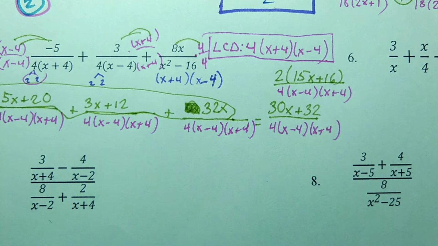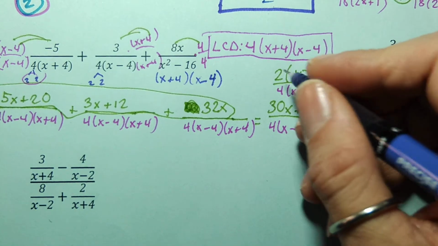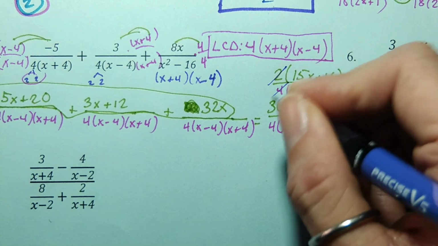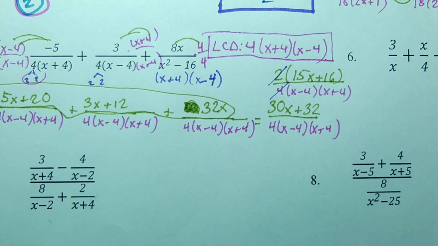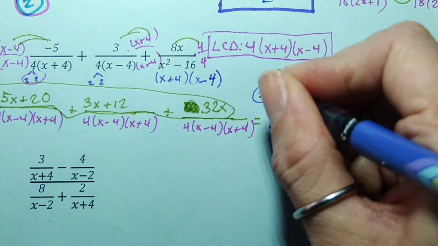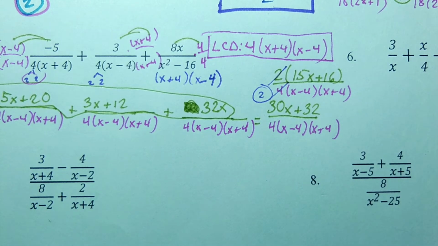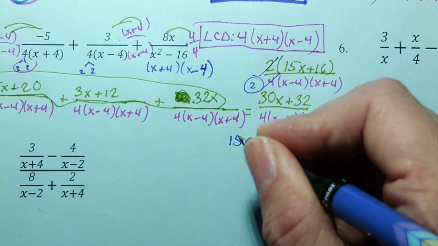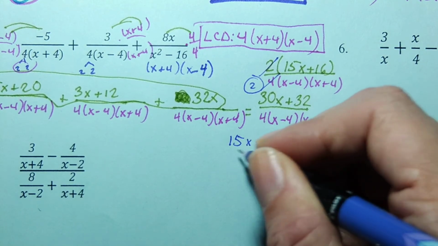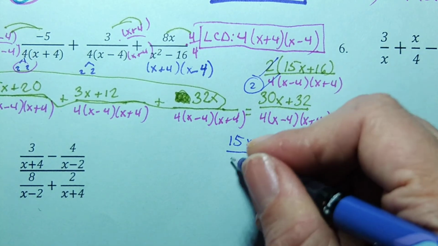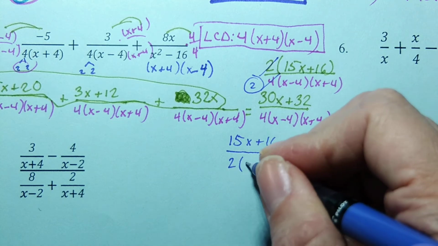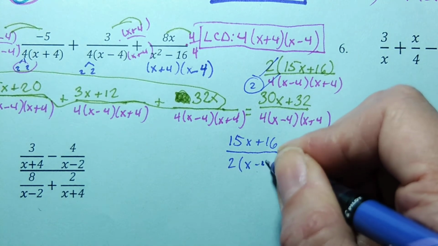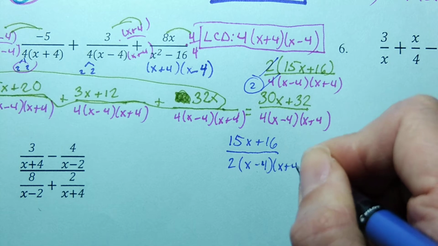So we were able to factor it, and check it out. We can take a 2 out of both of those monomial parts out in front, and that will leave me with a 2 on the bottom. So wow, my final answer will be 15x plus 16 over 2 times x minus 4, x plus 4.